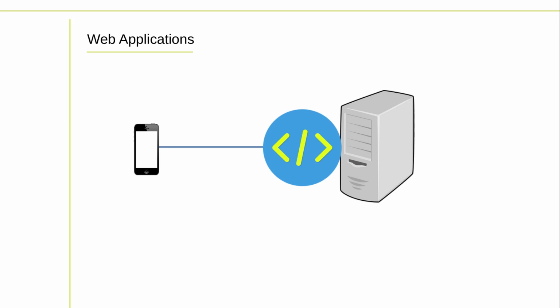They can be designed to be accessible from any device with a web browser, including desktop computers, laptops, tablets, and smartphones. Web applications are typically built using web development technologies such as HTML, CSS, and JavaScript, and can be hosted on a web server that communicates with client-side browsers using various web protocols such as HTTP and HTTPS.